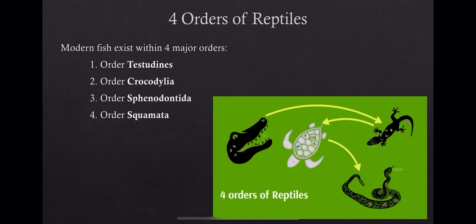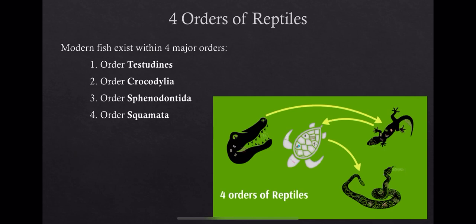So then all of this then leads us to the 4 orders of reptiles. So there is a huge typo on this slide. You'll probably notice it. It says modern fish exist in 4 orders. You're going to change that to say modern reptiles exist in 4 orders. You can see that sometimes I copy and paste my slides to make them all look cohesive.